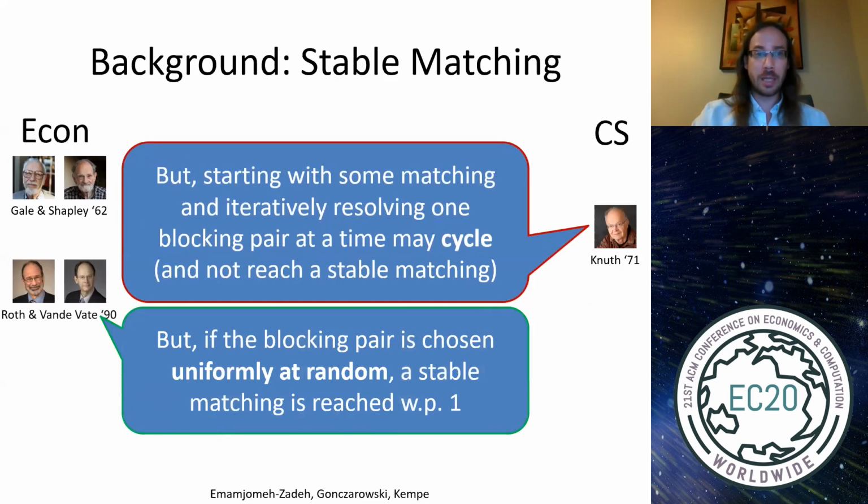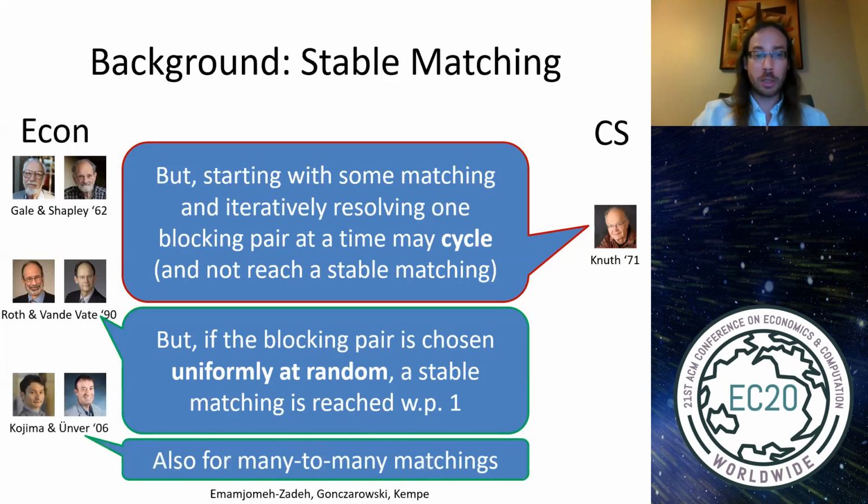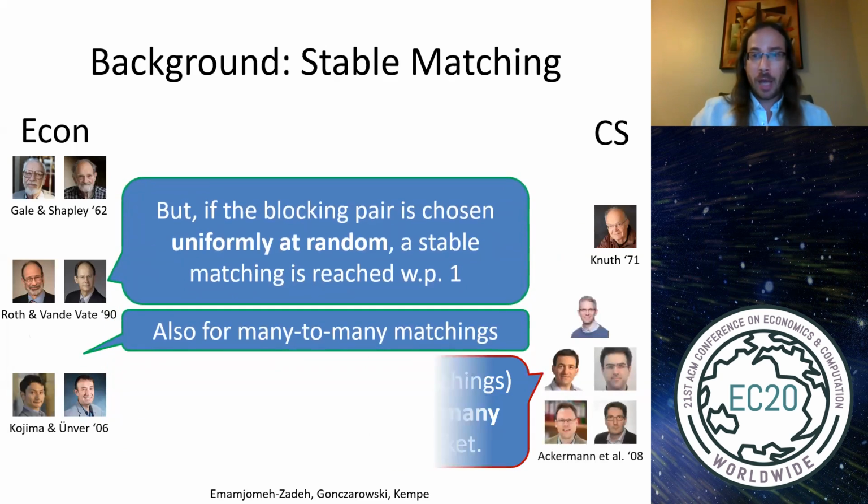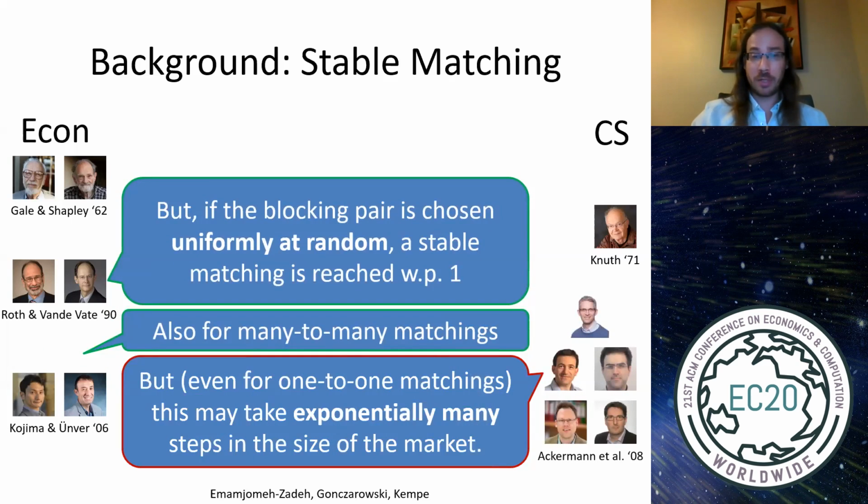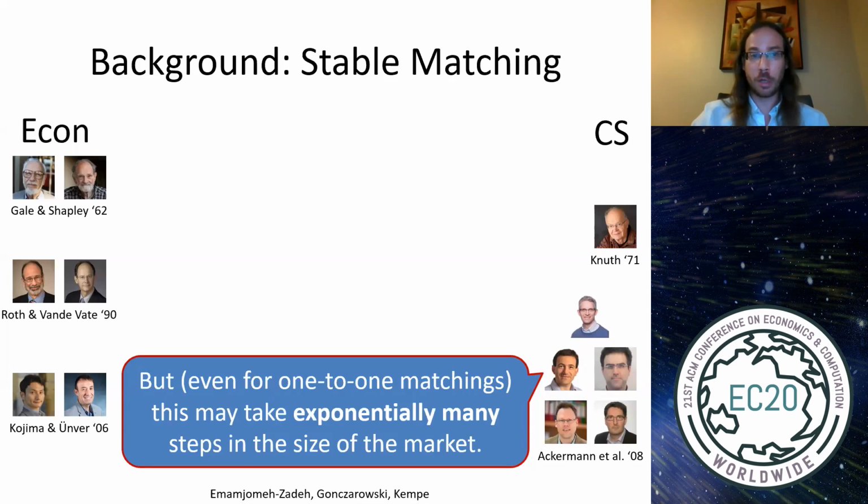About two decades later, again on the econ side, we have a positive result by Roth and Vande Vate, saying that if the blocking pair in Knuth's algorithm is chosen uniformly at random among all blocking pairs, then a stable matching is actually reached with probability 1. And Kojima and Unver later showed this even for many-to-many matchings. And then we have, once again, a negative result on the CS side, saying that while it does converge with probability 1 to a stable matching, this may actually take a number of steps that's exponential in the size of the market. And this negative result is our point of departure for today.